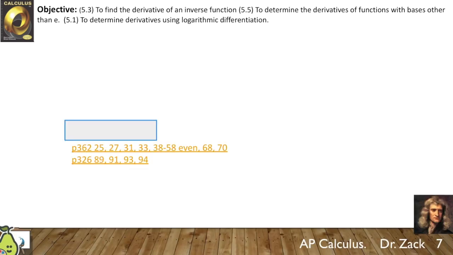For homework, you have 2 pages to consider, page 362 and 326. So give these questions a try, and I'll see you for next class.